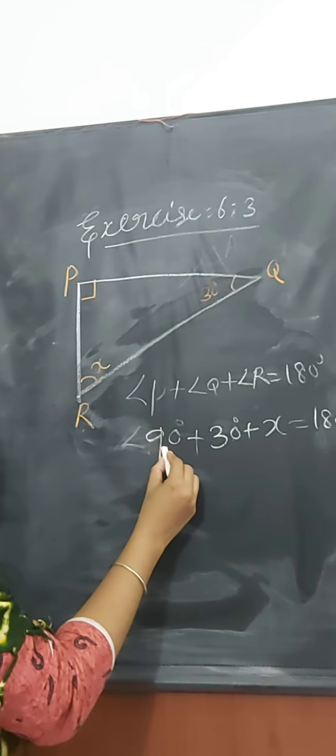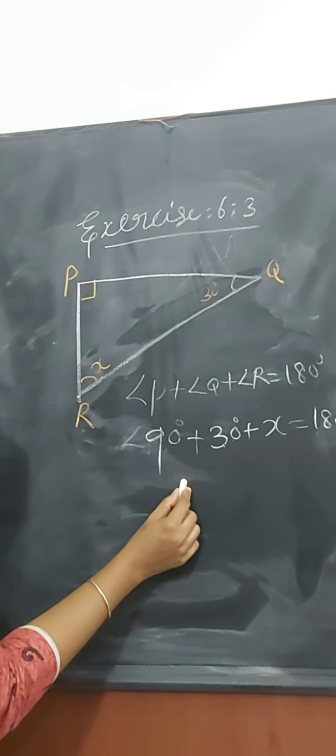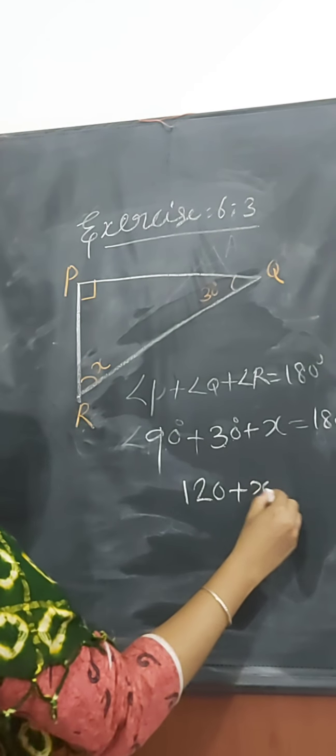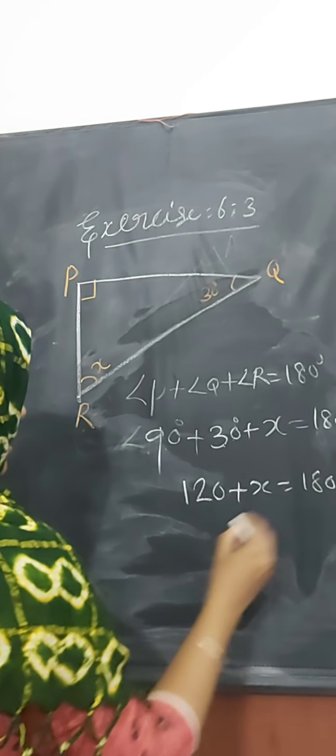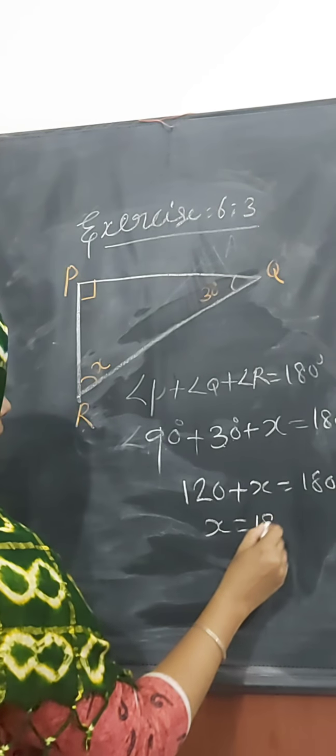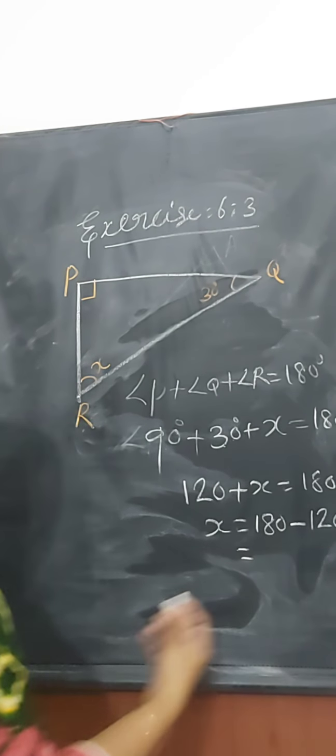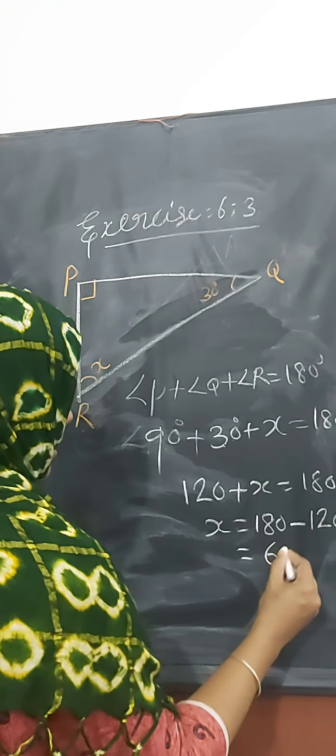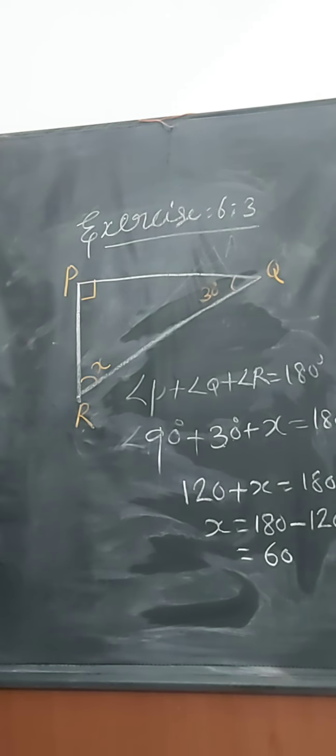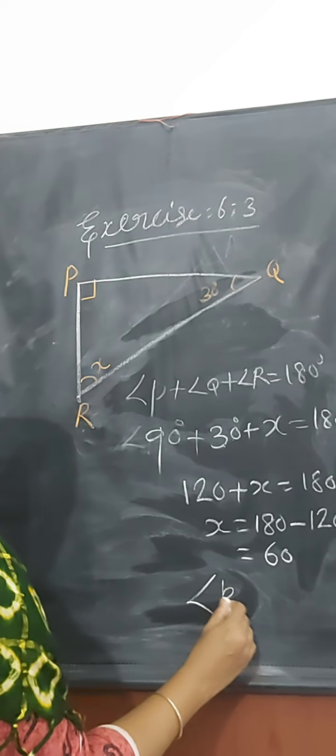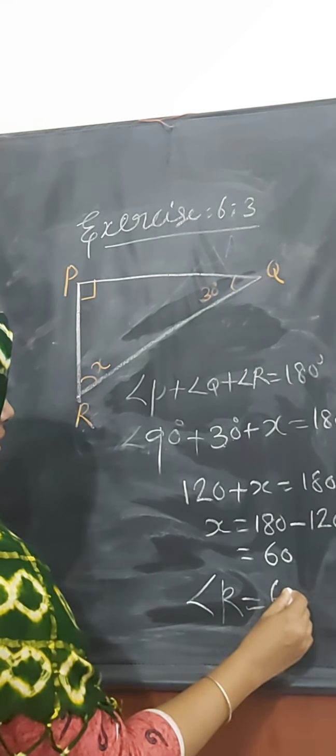Okay. 90 plus 30 we get 120. X equals 180 minus 120 equals 60 degrees. X equals 60 degrees. Angle R equals 60 degrees.